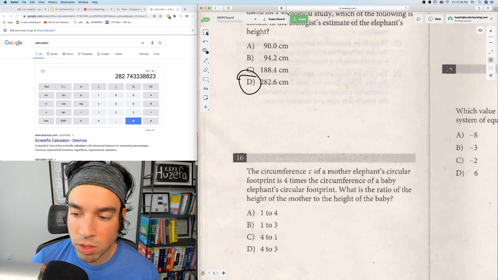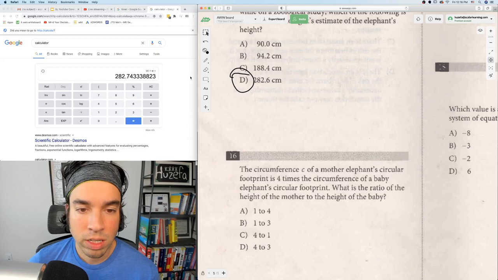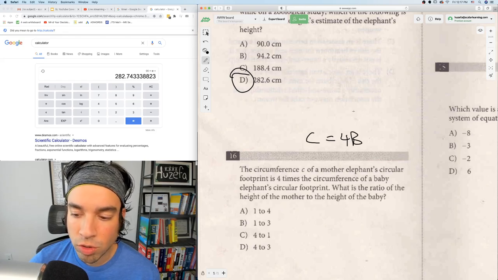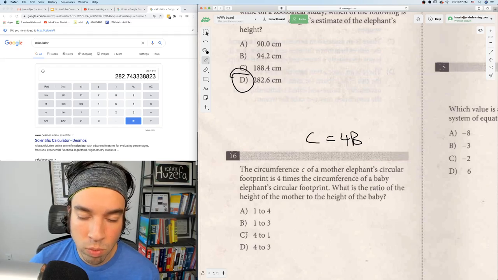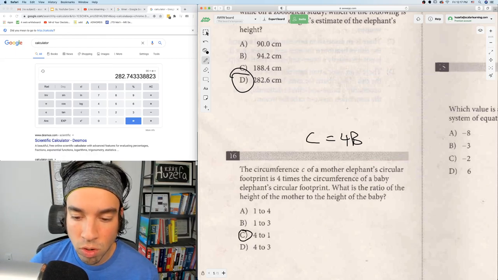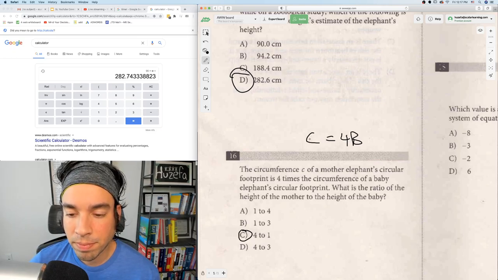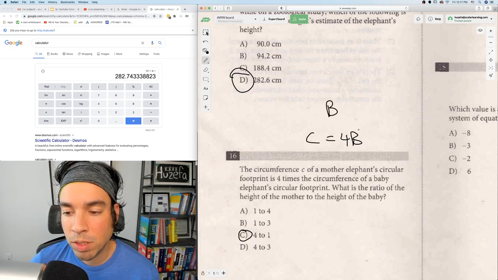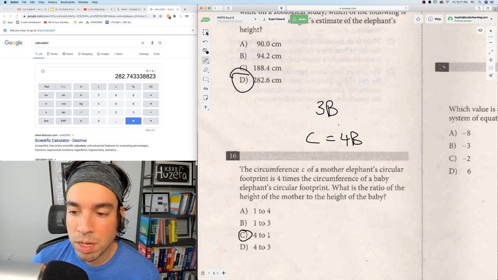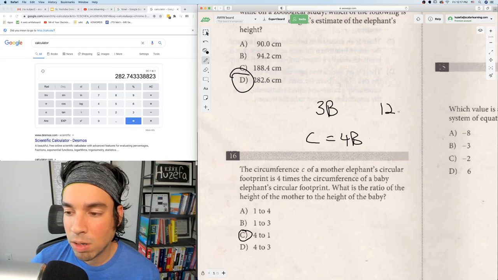The circumference C of a mother elephant's circular footprint is 4 times the circumference of a baby elephant circular footprint. What is the ratio of the height of the mother to the height of the baby? It's still going to be 4 to 1, I believe, because there's no squaring happening or anything like that. Now, if you're not sure, we could say baby is B, mother is 4B. So the baby would be 3B, the mother would be 3 times that, which is 12B.